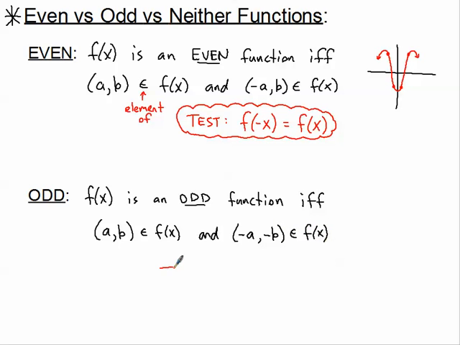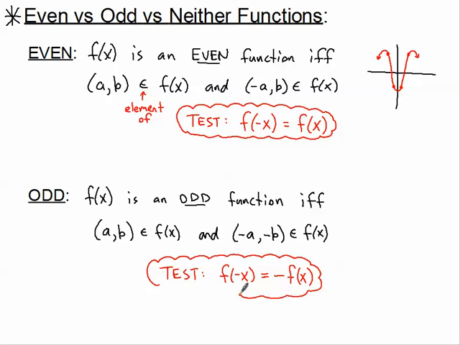The test to see if it's an odd function is, when we plug a negative x into our function, we get the exact opposite of the function that we originally started off with. And that's the test for an odd function.